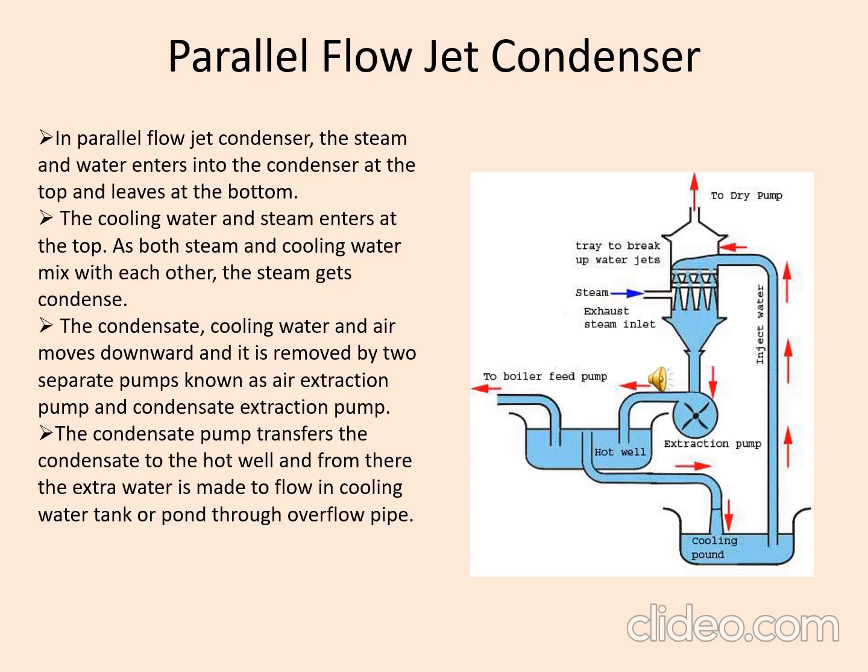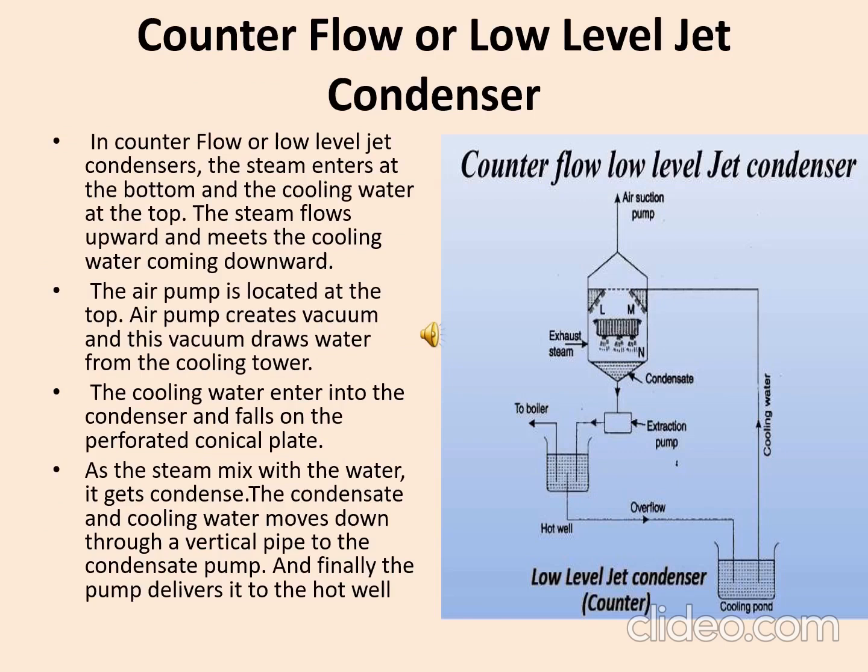So now we will discuss the counter flow low level jet condenser. So what is happening in counter flow? The previous one is our parallel flow, that's why both go in the parallel direction, but this is counter flow. In this, the steam enters at the bottom and the cooling water enters at the top. Okay, and the steam flows in the upward direction to meet the cooling water, and the cooling water comes in the downward direction. Okay, and in this type our air pump is located at the top.